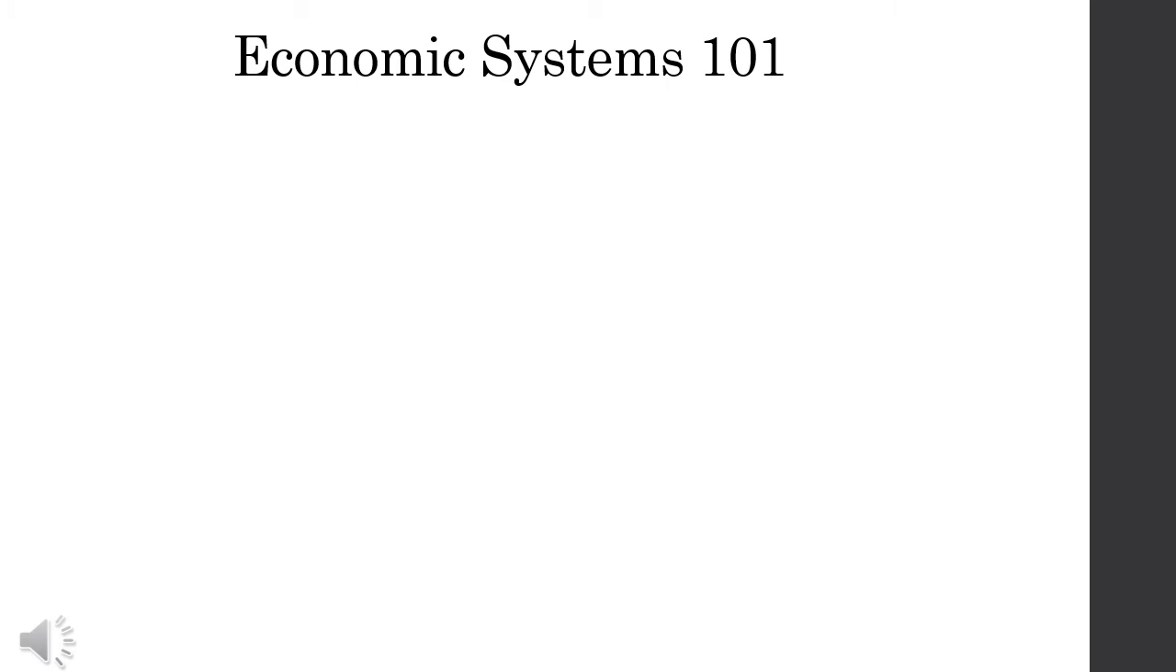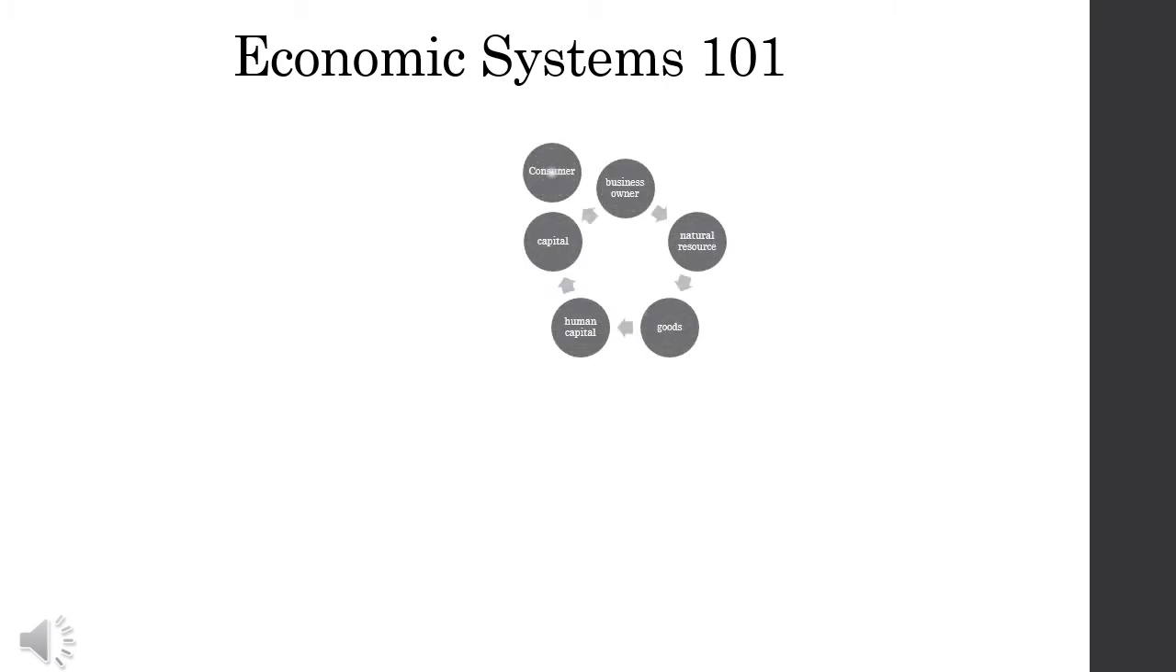All of the economic systems we'll talk about today are built on this cycle of production and consumption. Who are the business owners? What natural resources are being used? What goods are being produced? Who's making those goods? How or where are those goods being made? And who is consuming those goods?